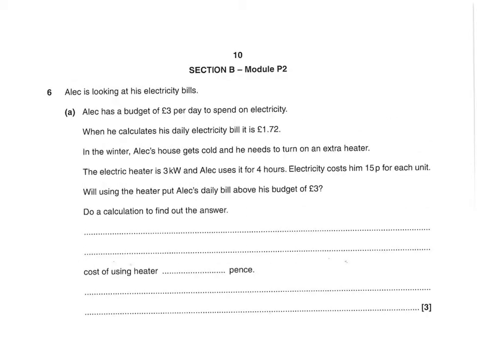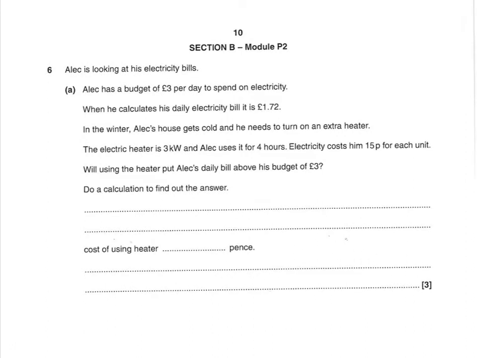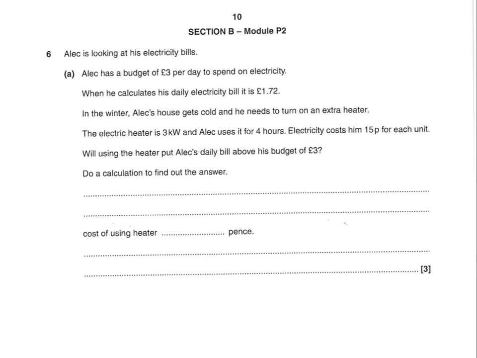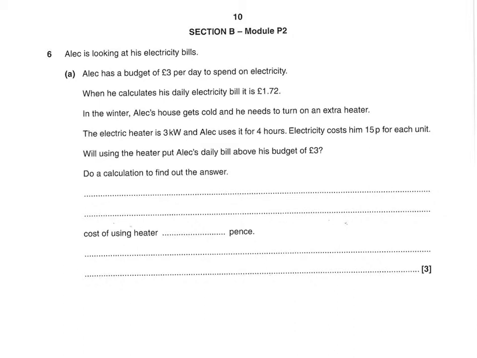Now onto the physics section. So first question in the physics section, Alec is looking at his electricity bills. Alec has a budget of £3 per day to spend on electricity. When he calculates his daily electricity bill, it is at £1.72. In the winter, Alec's house gets cold and he needs to turn on an extra heater. The electric heater is 3 kilowatts and Alec uses it for 4 hours. Electricity costs him 15p for each unit. Will using the heater put Alec's daily bill above his budget of £3?